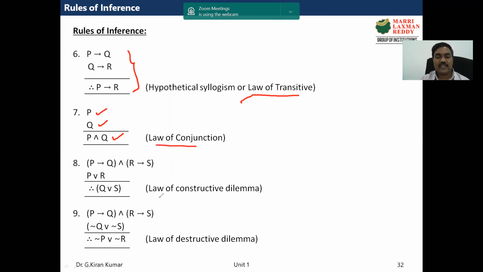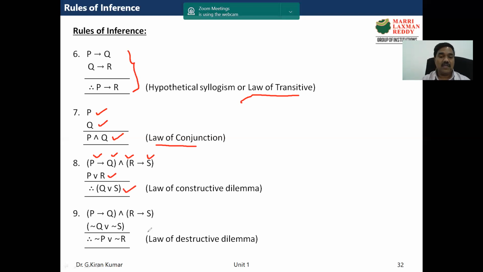Next, the law of constructive dilemma. P implies Q and R implies S. Here, these four are different propositions. So this is a general formula. When you apply it, Q and R may be the same, but in general, we are giving the formula. P implies Q and R implies S is the first premise. P or R is the second premise. Therefore, we can argue Q or S. It's a valid inference. It's a valid argument.